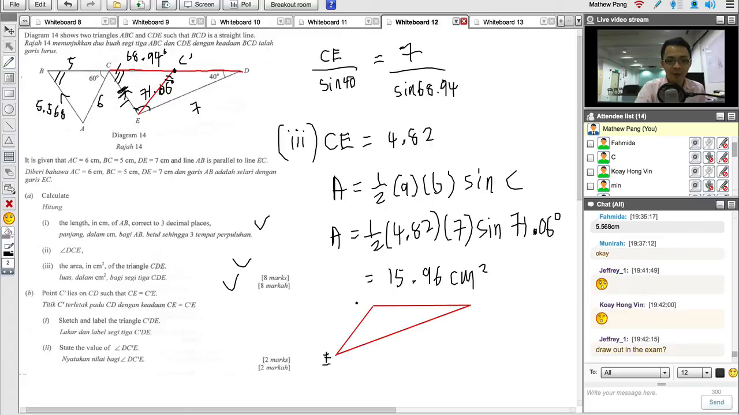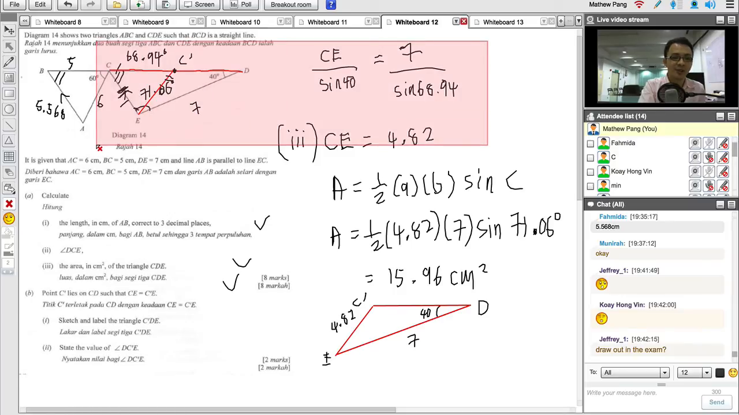This one is E, and new C, and D. Sketch CDE. Okay, we are done. Draw it out in the exam. Yes, you have to draw it out. So this is 40 degree. This one remains 7 centimeter. Since this one is the same, do we have CE here? Yes, we have CE. So it's 4.82. Good. Since we got all this information, I'm trying to explain something more here.